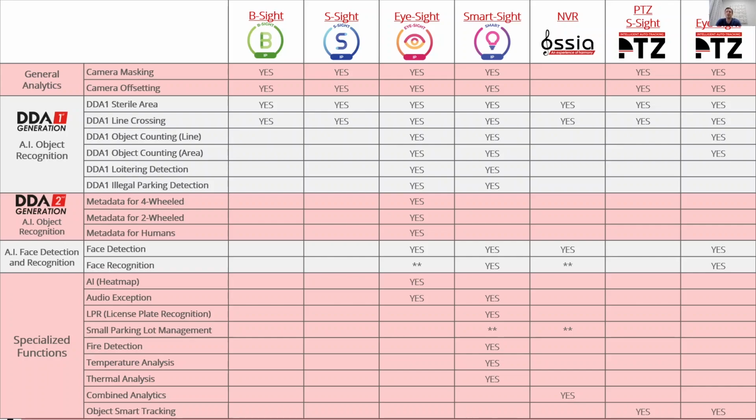So if you're searching for a specific analytic feature, say face detection, this chart will show you exactly which series is supported. And I'm not going to go through the entire chart now, but I highly recommend checking it out afterwards and using it as a reference going forward.